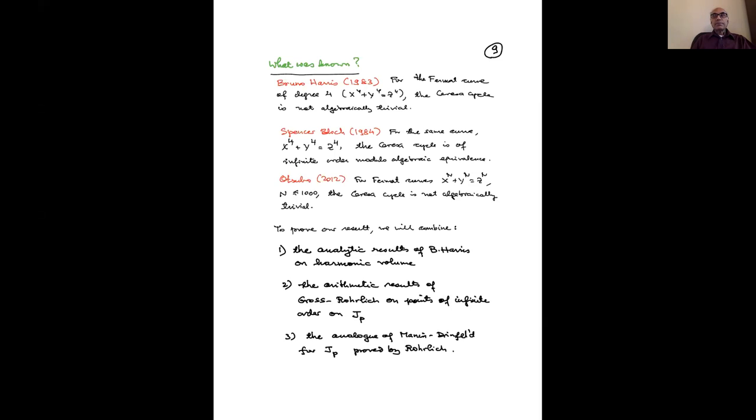Now to prove our theorem, it turns out a lot of pieces are already there, but I think the novel thing in what we're going to do that isn't present in the earlier works of Bruno Harris and Otsubo and others is to introduce more arithmetic. So we're going to combine the analytic results of Harris on harmonic volume together with arithmetic results of Gross and Rohrlich on points of infinite order on the Jacobian that I already mentioned to you earlier, as well as the analog of the Manin-Mumford theorem that Rohrlich proved for J_p. Using those two, we're going to show that the Ceresa cycle on F_p is homologically trivial and of infinite order modulo rational equivalence.